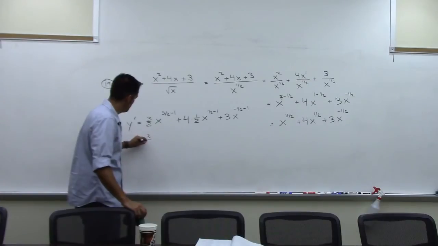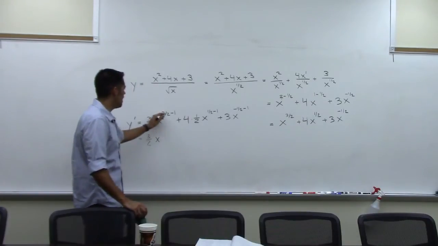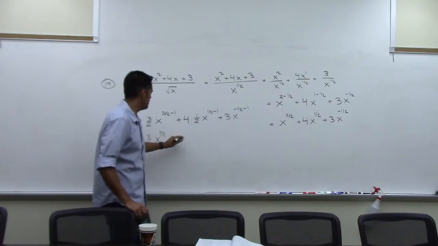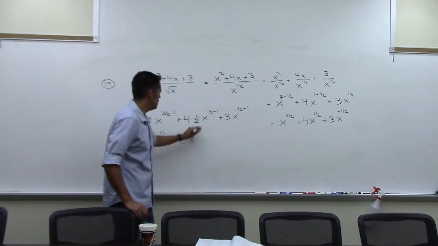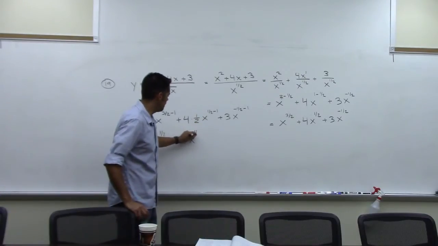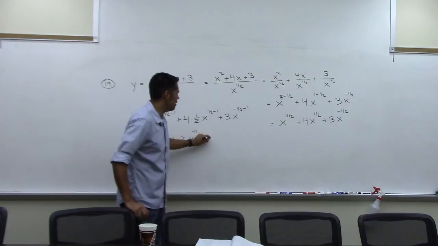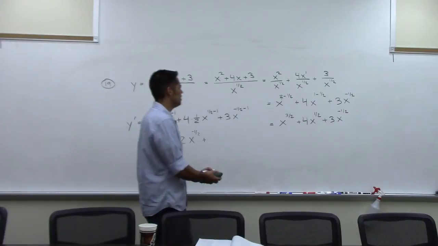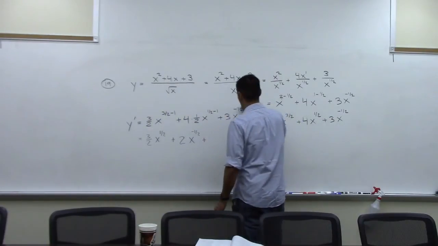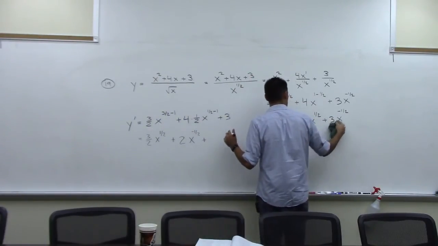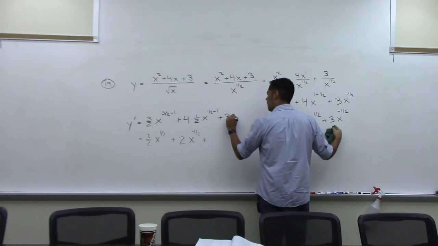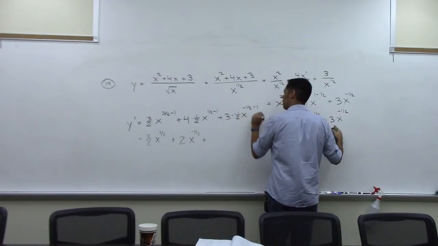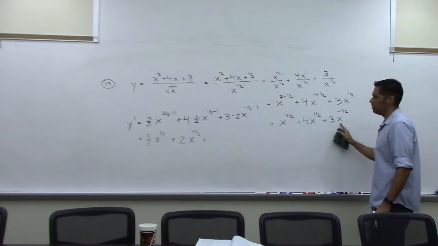So 3 halves, x to the 3 halves minus 1, that should give you 1/2. Plus 4 times a half is 2. X to the 1/2 take away 1 is negative 1/2. And then plus 3, wait a minute, did I bring out the 1/2? I didn't bring out the 1/2. I was supposed to bring out the negative 1/2. Glad I caught that. When I take the derivative here, the negative 1/2 comes out, then x to the negative 1/2 minus 1. My apologies. That's that last one right there.